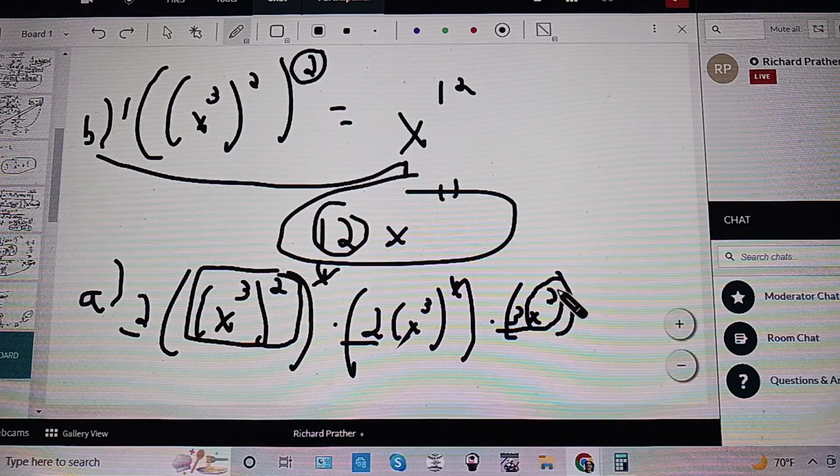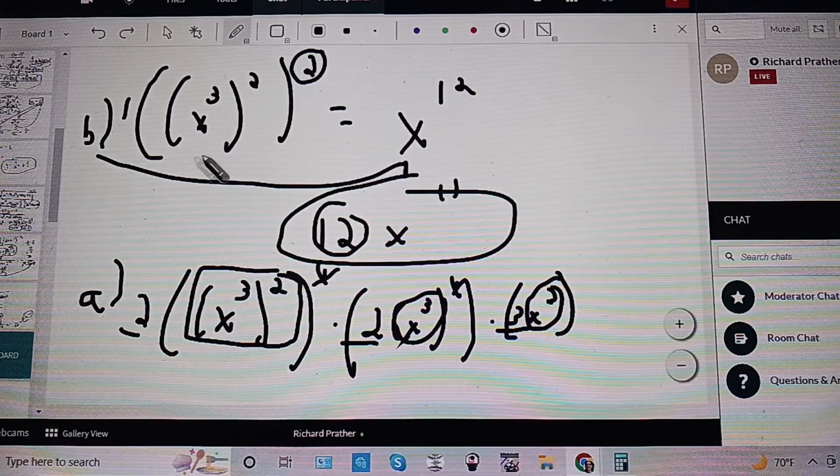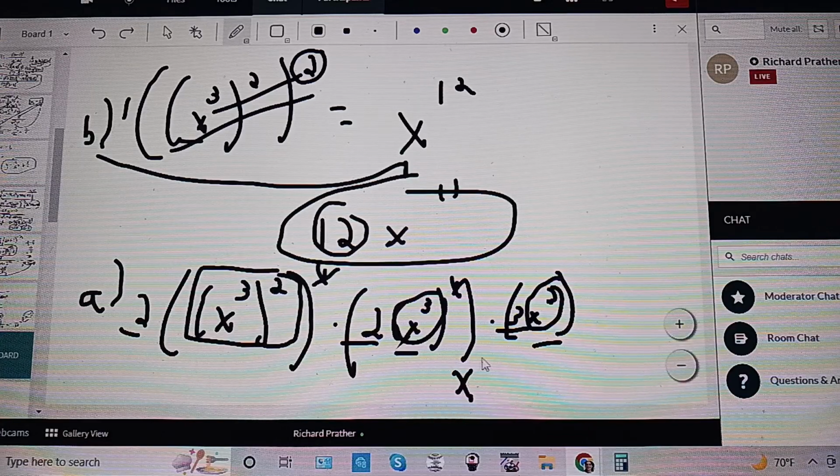X squared times x to the third. Notice that's 2 different x's. That's not the same as this right there. One base with multiple exponents, you multiply the exponents. If they each have their own base, then you add the exponents. And this one's only got one base, so that's when you multiply the exponents. And notice x to the 6th times x to the 5th is x to the 11th.